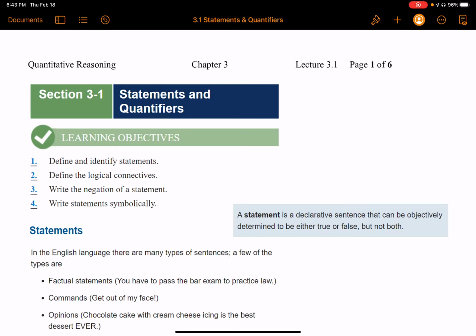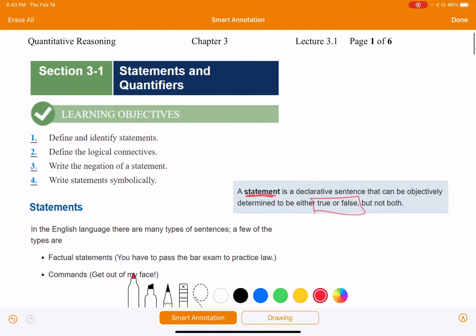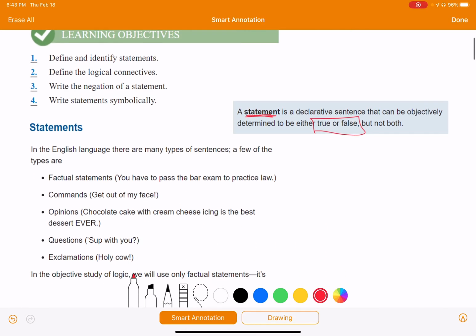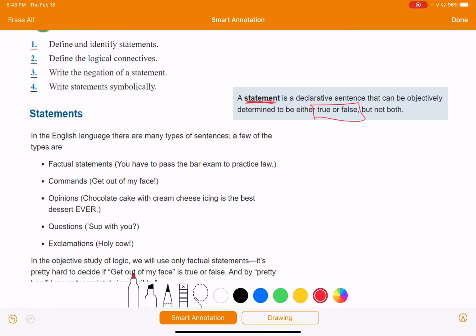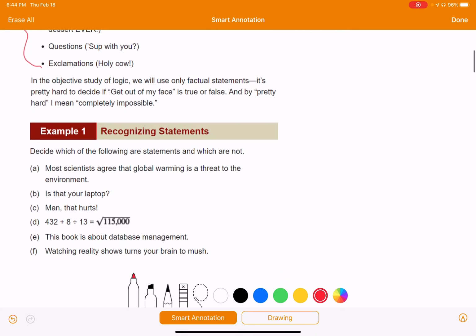So a statement is a declarative sentence that can be objectively determined to be either true or false, but not both. Okay. So in the English language, there are many types of sentences. These are the different types of sentences. However, when we are talking about statements, we are looking for those factual statements that can be determined to be true or false. Okay. So let's look at example 1.